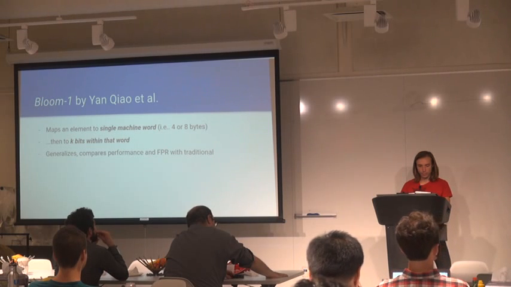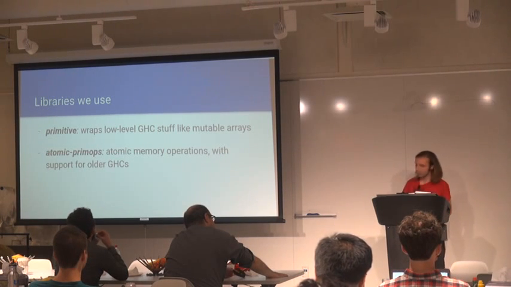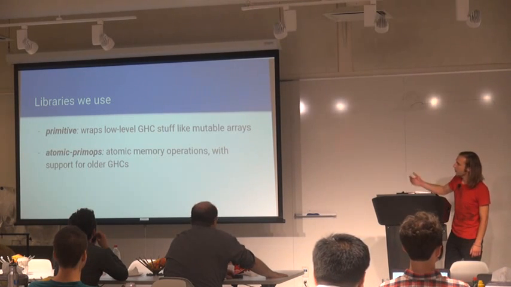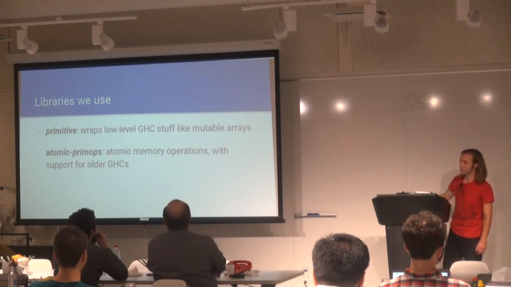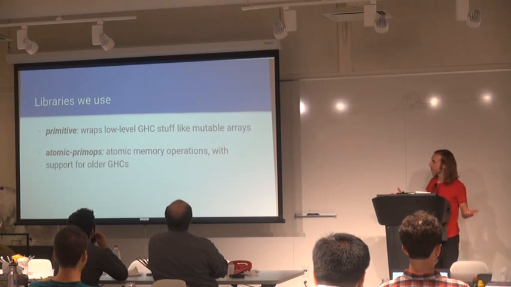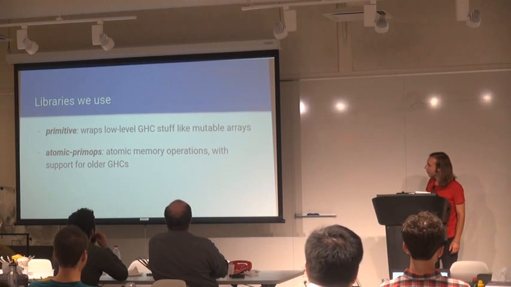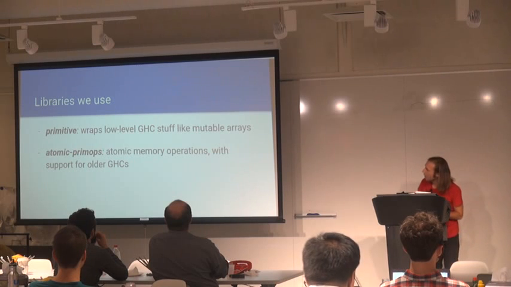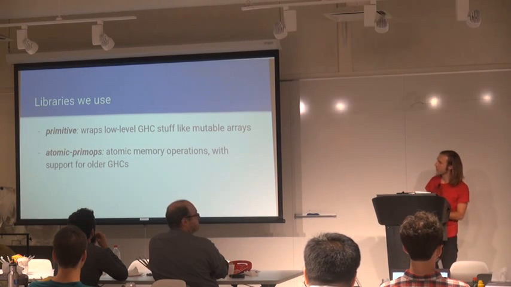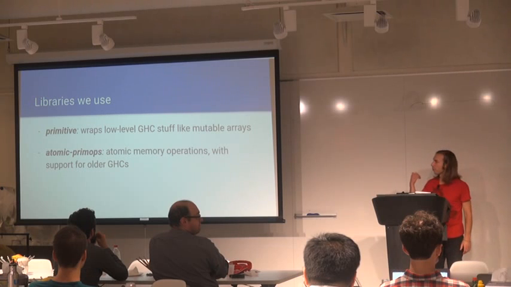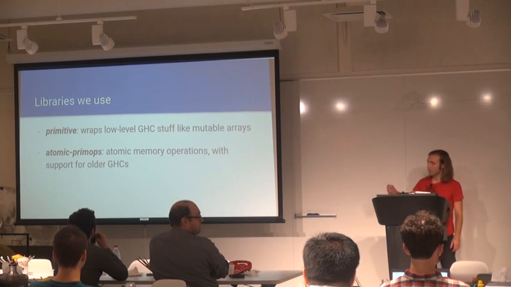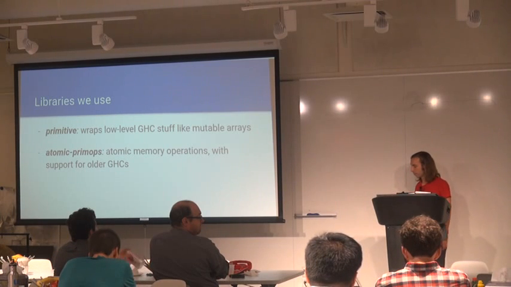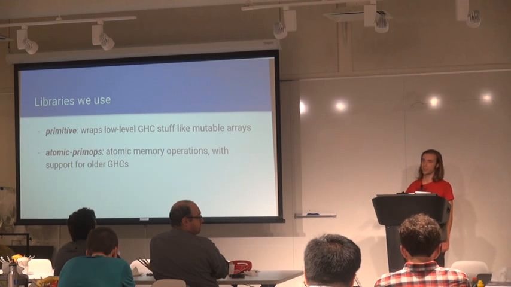All right, so here are the libraries that we use. Basically, there are just these two. One is called primitive, which wraps some low-level GHC stuff like mutable byte arrays and some machine constants. And then atomic-primops implements some of these operations that I've been hinting at, and I'll go through some of the API of atomic-primops. The atomic-primops stuff is backed by very low-level operations that your hardware supports.